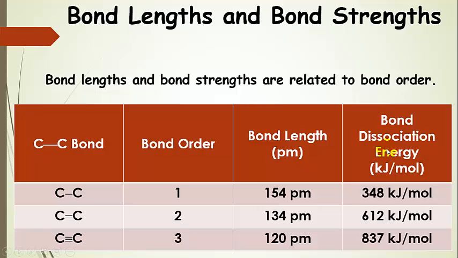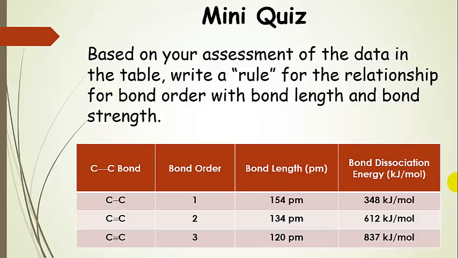So bond dissociation energy is the amount of energy that is required to break that bond. If you haven't done it already, pause the presentation and look at this chart. What I would like you to do is to come up with a rule for bond length with bond order and bond strength with bond order. So remember, the bond strength relates to the bond dissociation energy that you see in the last column. So pause the presentation and try to write a couple of rules.